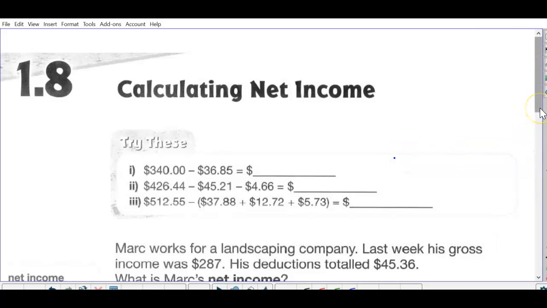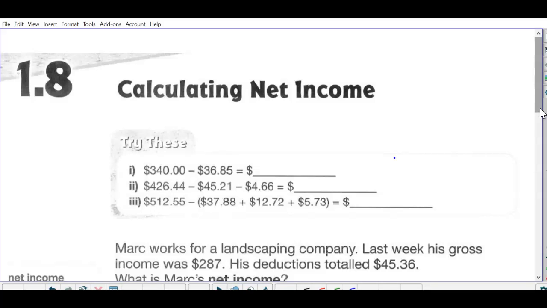Okay, chapter 1.8, calculating net income. So net income is really the amount of money that gets deposited into your bank or that you get to spend. When we talk about calculating gross income in the last few chapters, that's the amount that you do get paid. But most times, especially once you hit 18 and get a full-time job, there's more and more deductions that get taken off of that gross pay and leaves you what is called the net pay or net income.